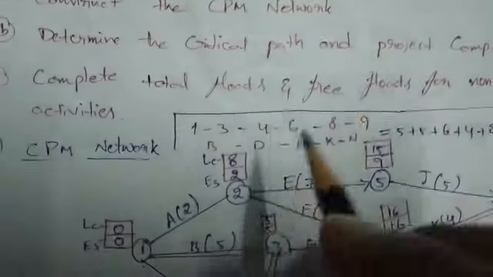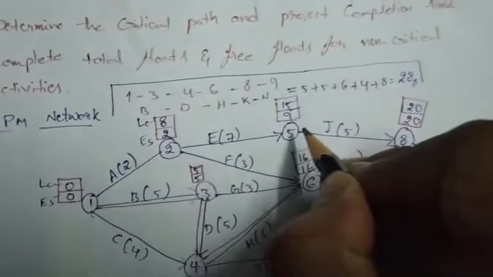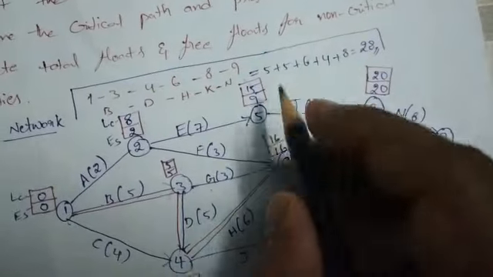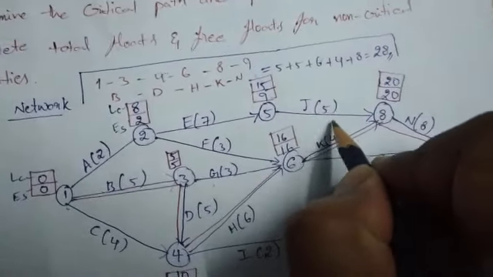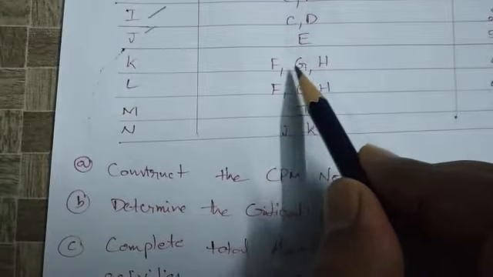So E is the completed node and E is the single node. J is the single node, that is, the duration is 5. J is also completed. And then K. K's immediate precedence is F, G, H.